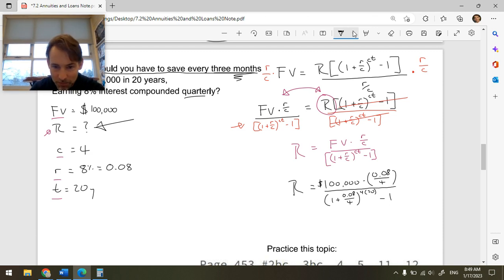And now we can simplify a bit. R is equal to 100,000 times 2%. 2% of 100,000 is 2,000. So I'm going to simplify that, do some mental math. 2,000 is the numerator. So it's multiply here. It looks like minus, but it's actually a multiply. 1 plus that, so that's 1.02. That's 102%. Raised to the power 80. Can't do that in my head. Minus 1. That now we can punch in the calculator in just a few steps.